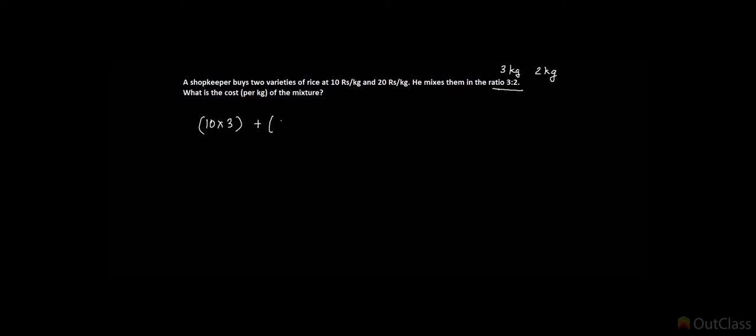And then you're also spending 20 into 2, 40 rupees, for the second variety of rice. So your total expense is 30 plus 40, which would be 70. And by the time you do that, you will have 2 plus 3 or 5 kgs of mixture, right? That will be 70 by 5, which is equal to 14 rupees per kg. That would be the weighted average, the cost per kg of the mixture.